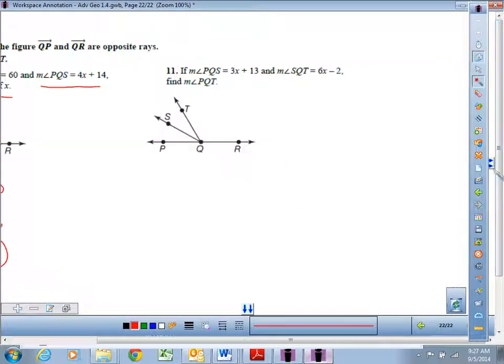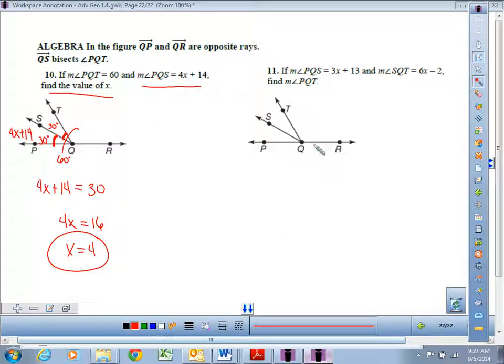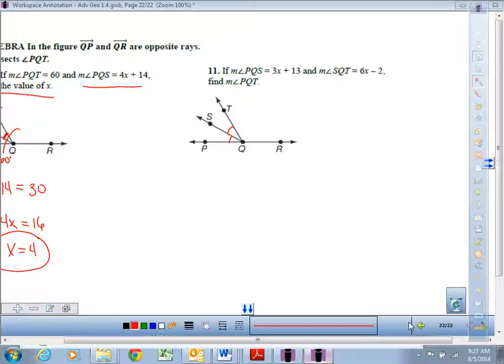Number 11, last one. Same process here. What's given is the same stuff: these are opposite rays, that's a line, and QS is a bisector of PQT, so we can mark this angle congruent to this angle. We don't have that 60 anymore. PQS is 3x plus 13. SQT, this smaller angle over here, is 6x minus 2. These two angles are congruent, so their measures are equal.